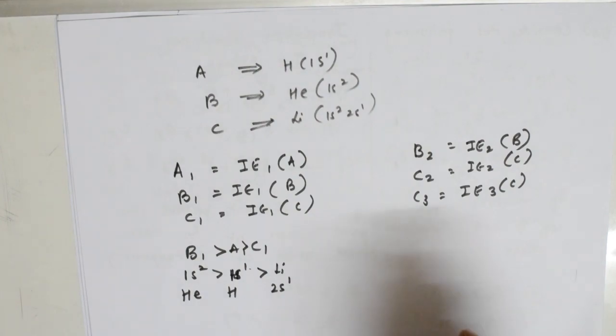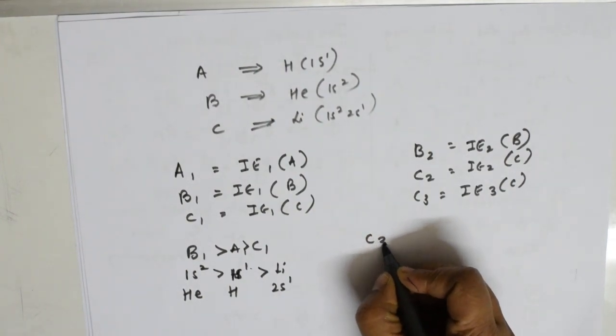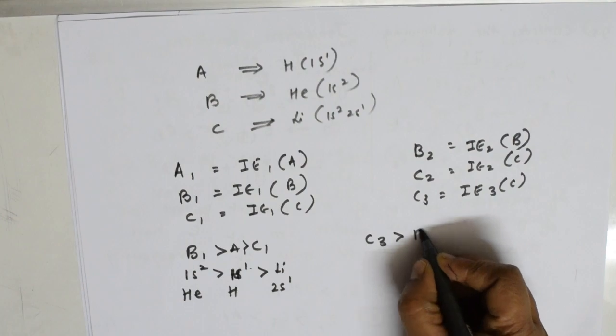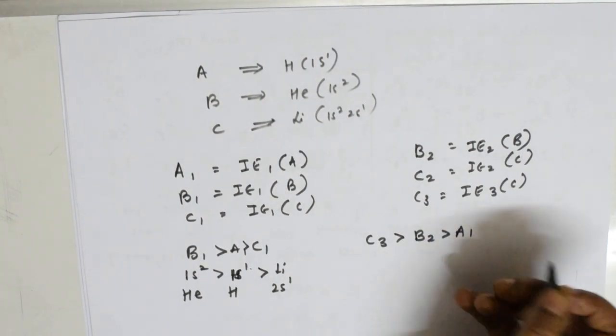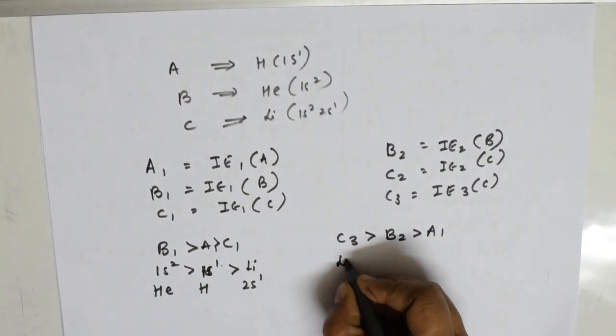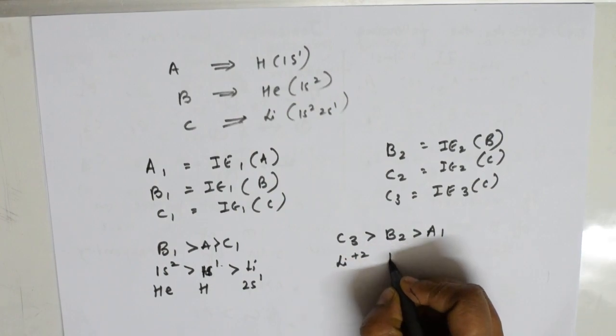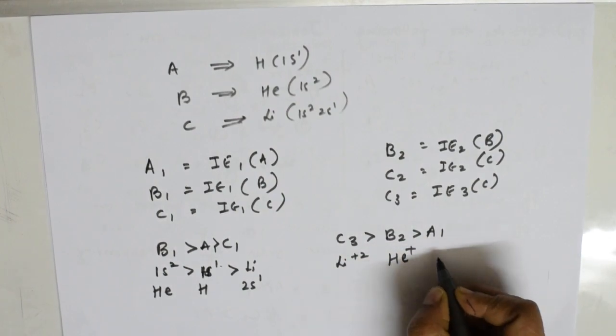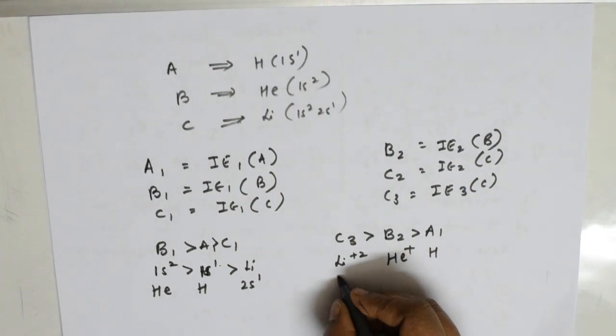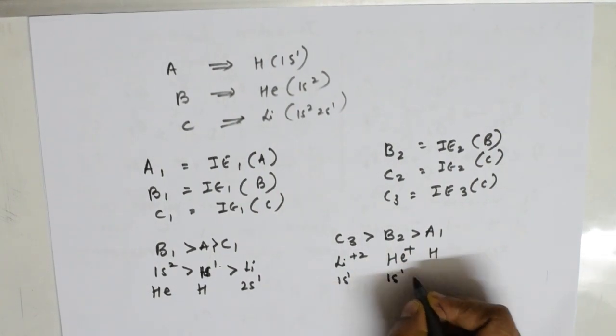If I have to write the next option, C3 greater than B2 greater than A1. Now again what do you get here? Lithium plus 2. Okay, this is helium plus, and this is hydrogen. So this is 1s1, 1s1, 1s1.